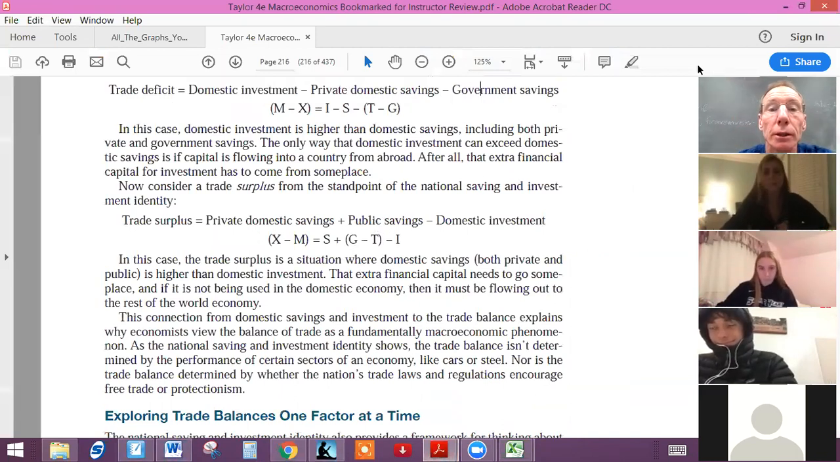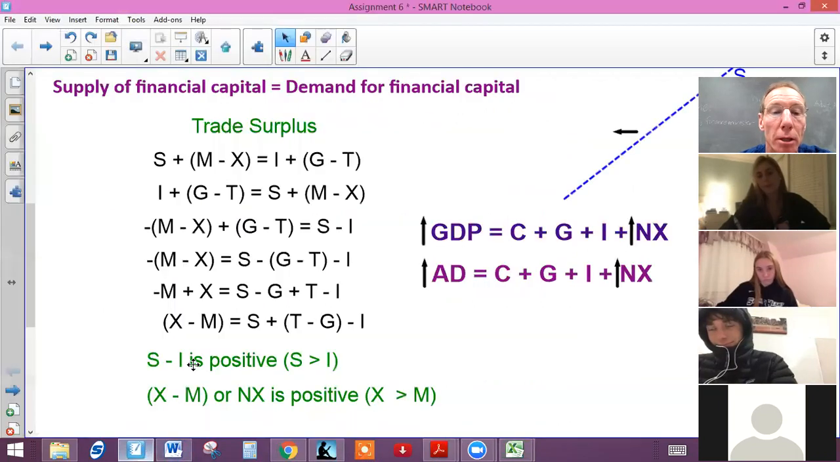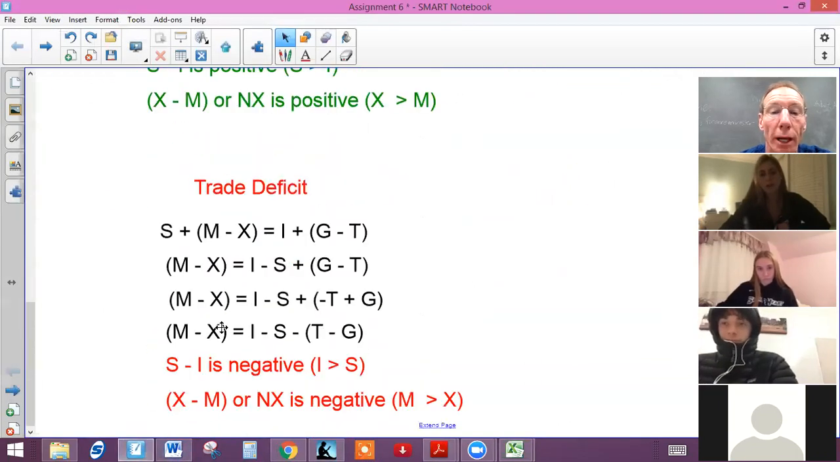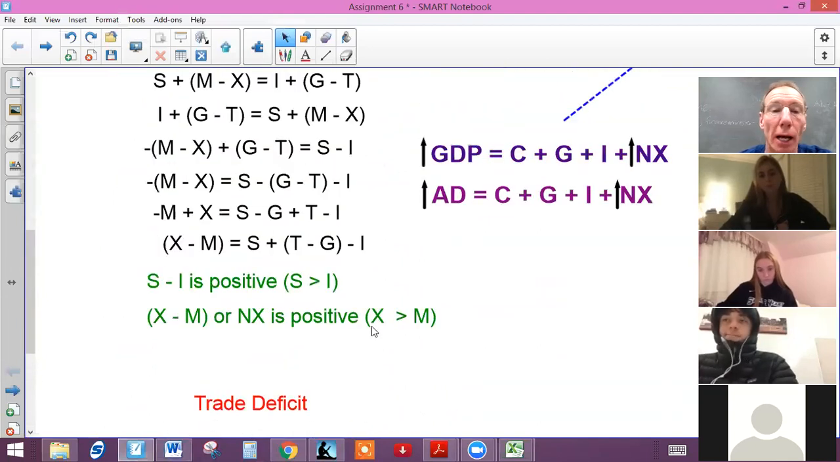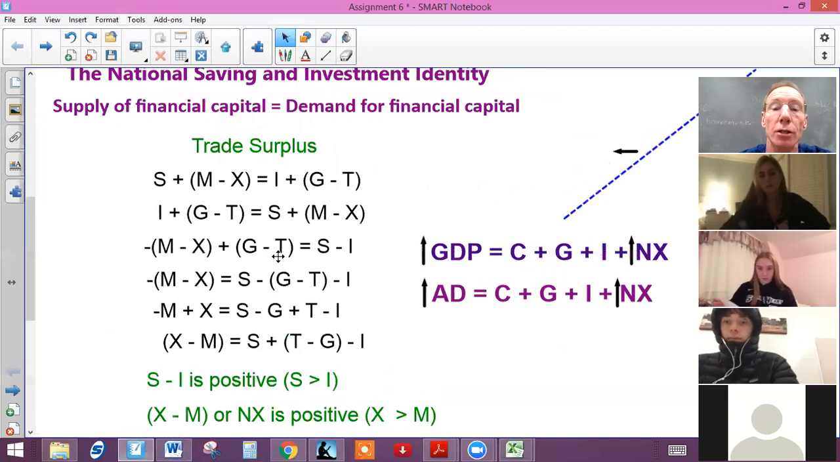So, and then the deficit should be, I think that's correct, MXIST minus G. Let's see. Yeah, okay. So I've got to be honest, guys, this is confusing, okay? This is going to take some study to figure out what's going on here.